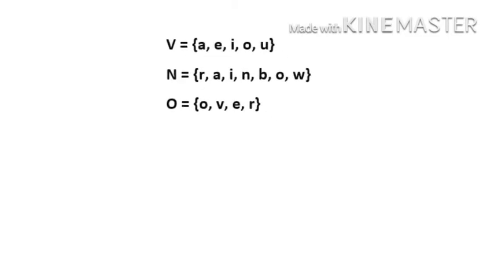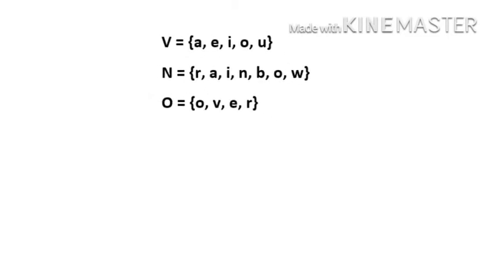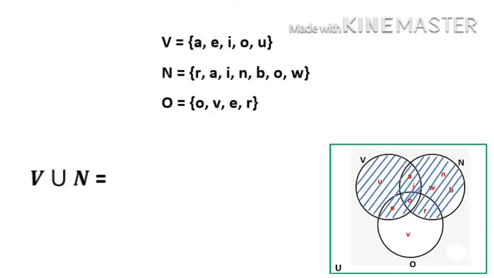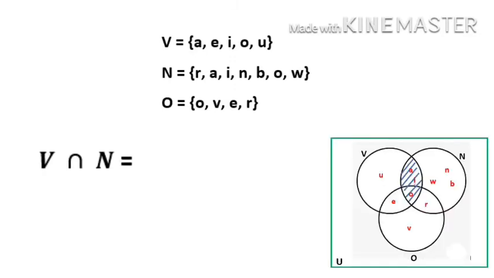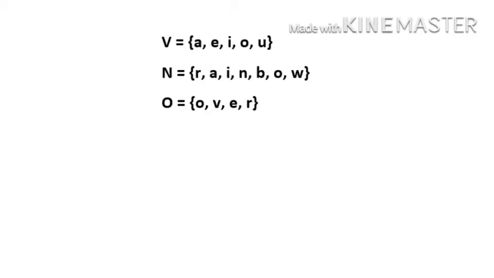Okay, another example. Suppose you have this. V is the set of vowel letters, N is the set of letters in the word rainbow, and O is the set of letters in the word over. What is V union N? So you unite, bali iimong iusa tanan nga elements ni V ug ni N. So you have this. Take note ha, no repetition. How about V intersection N? What are the common elements of V and N? So you have this.